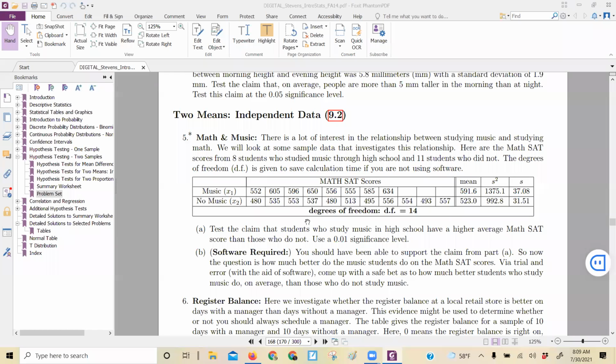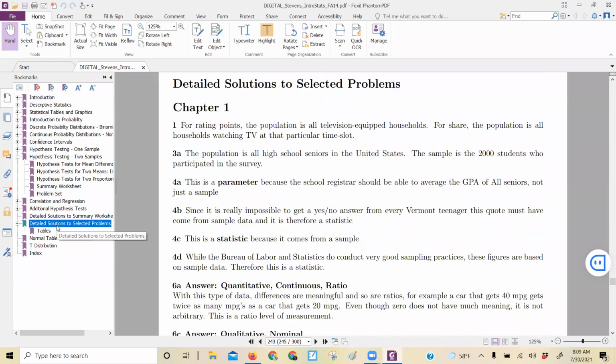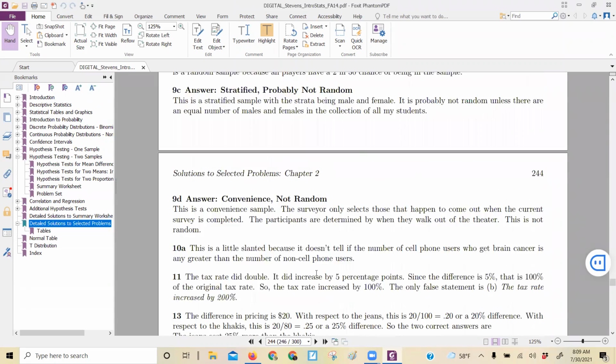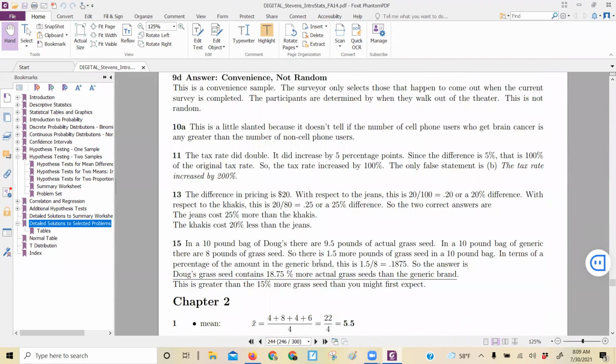Okay, so this math and music problem that's in the WebAssign assignment is also in the textbook, and because it's a starred exercise, if you have a PDF, you can go right to the detailed solutions and scroll down and find them. And this is how Dr. Stevens works it out with all the formulas and all that. You can also, if you don't have the PDF, find this in Canvas in the course resources.